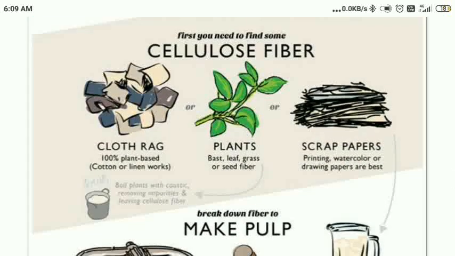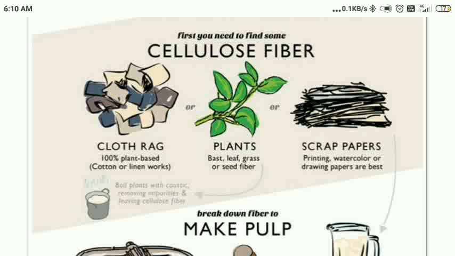In this picture we have three types of material which we can use for making paper. First one is cloth rag, that means any cloth type of thing which has cotton or any cellulose fiber in it. Something like cotton can also be used for making papers. Our currency notes, the 100 rupee note, 500 rupee note, also have some amount of cotton. That is how, when they get wet, they do not tear so easily.